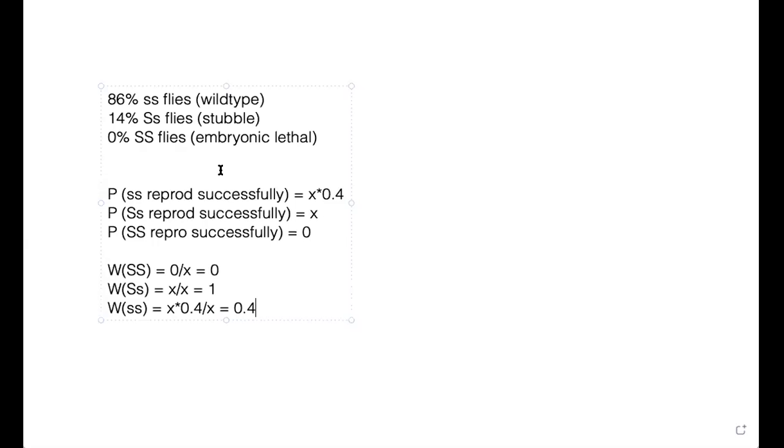And now we can take all of these and put them into our Hardy-Weinberg equilibrium. So what we have to do now is calculate W bar, and that's P squared times W big S plus 2PQ times W big S little s plus Q squared times W little s equals W bar. There's the bar.